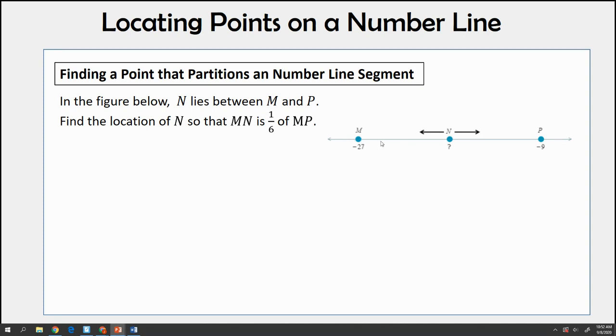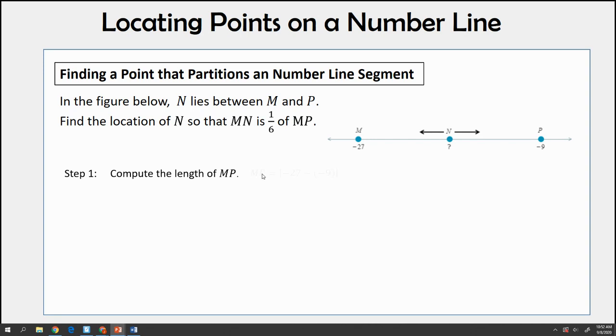I want MN to be 1/6 of the total distance of MP. So we've got to figure out where to put N to make that happen. Well, the first thing we need to do is figure out what is the length of MP. So how far is it from M to P?